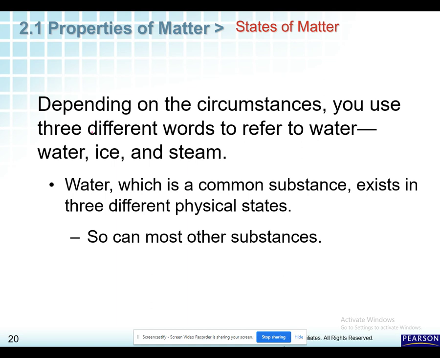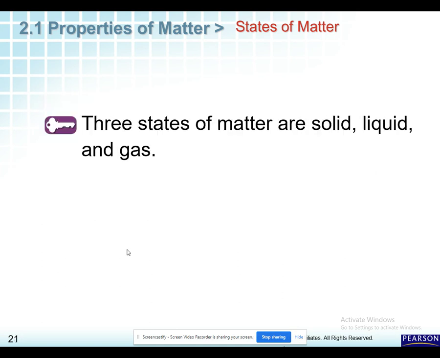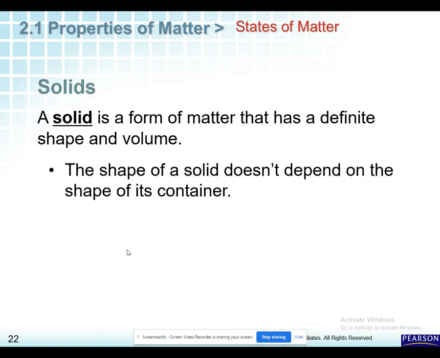So if you have water, you can use 3 different words to describe it. Maybe it's just plain liquid water. So if it was in the liquid state. If it was frozen solid, it would be considered ice. So if it's in the solid phase. Or if it's in the gas phase, because you boiled it, you might consider it to be called steam. So water is one of those common things that can exist in all 3 states, liquid, solid, gas. So can a lot of other substances, actually. So again, those 3 states of matter are solid, liquid, and gas. So let's go into each of these.